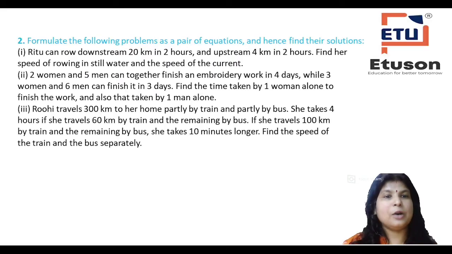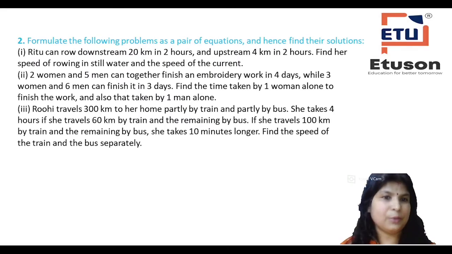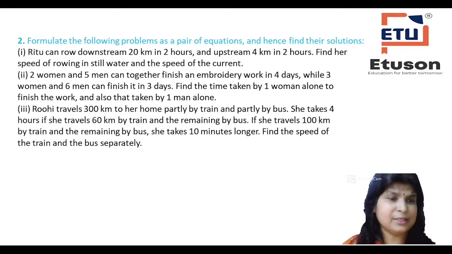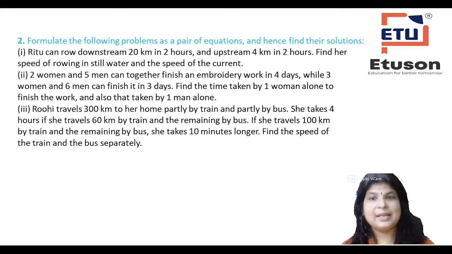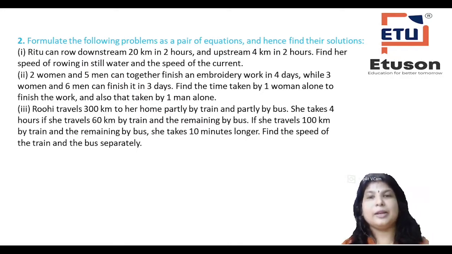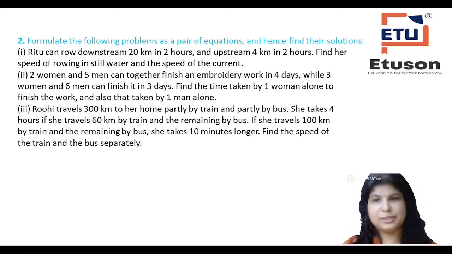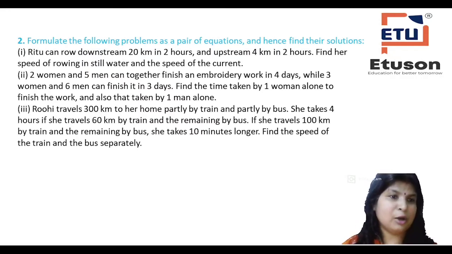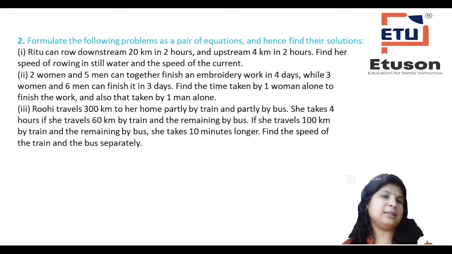Okay, so now let us go to the second question, which is a word problem. What is the second question here? Formulate the following problem as a pair of equations and hence find their solution. So you have bit 1, bit 2 and bit 3. Bit 1, if you read, is: Ritu can row downstream 20 kilometers in 2 hours and upstream 4 kilometers in 2 hours. Find the speed of rowing in still water and the speed of the current.